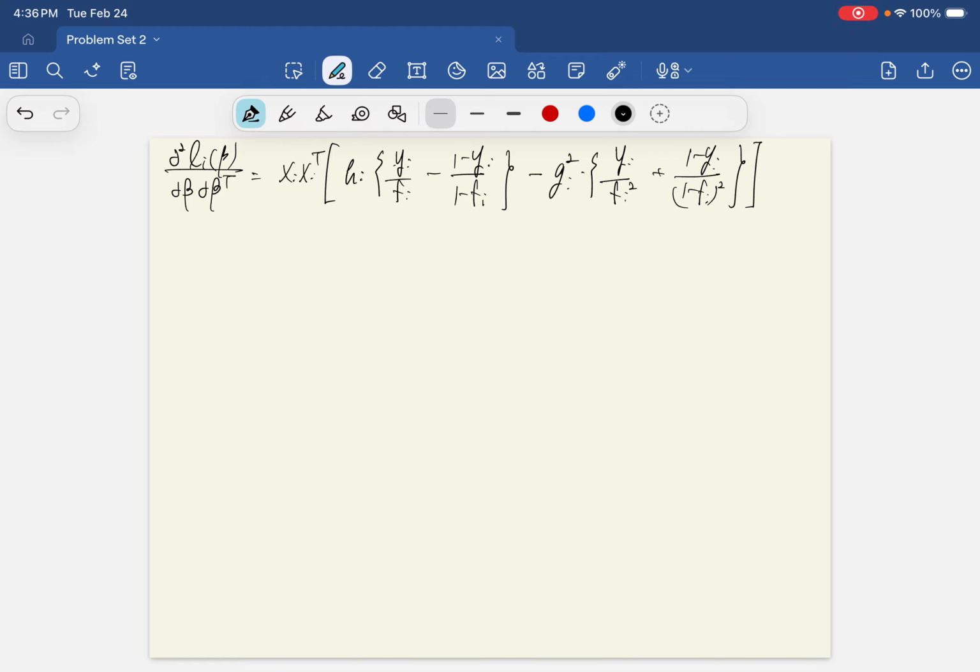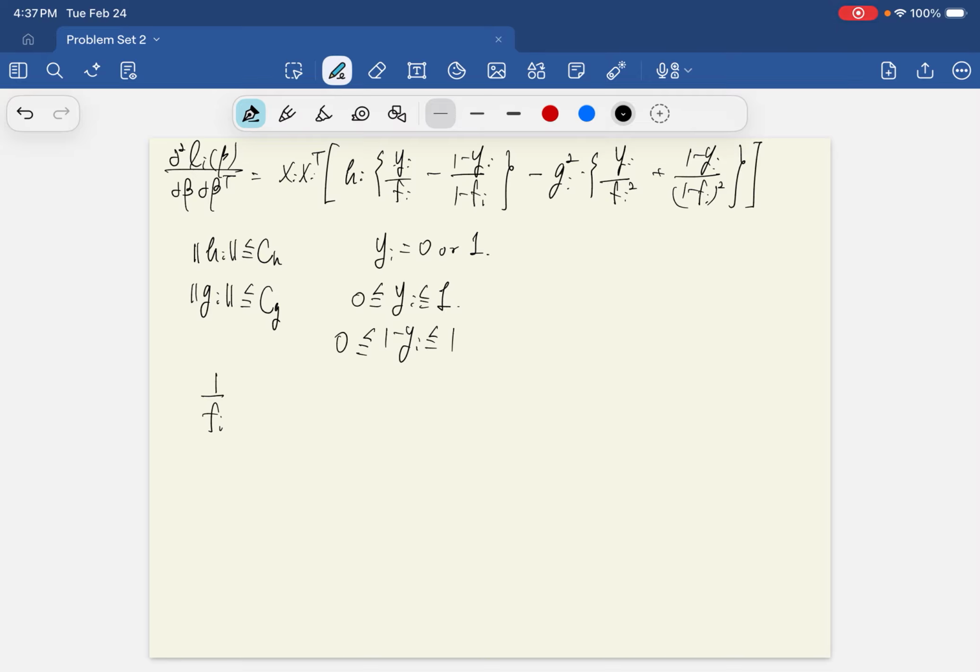So first, the assumptions we have is h is bounded, so let's say c of h, and g is also bounded, and y is easily bounded because y is 0 or 1, so y is always greater than 0 and less than 1. That means 1 minus y is also less than 1 and greater than 0. So they are usually okay. But the problem is in the denominator, right? 1 over f. How can we bound it?